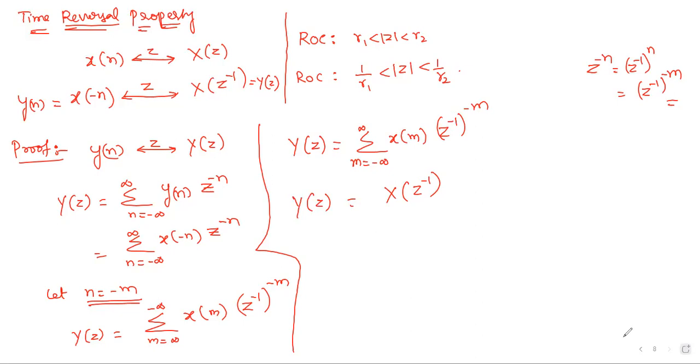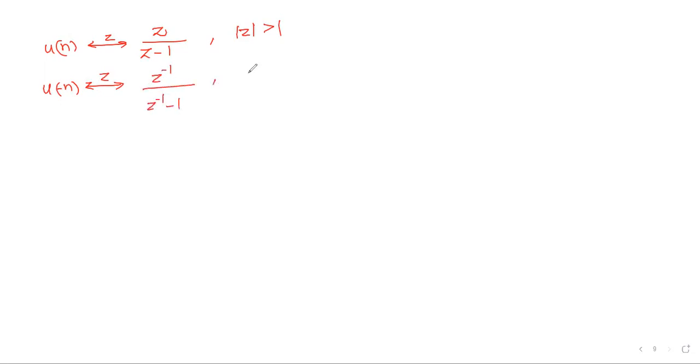Now we will see a few numericals based on this time reversal property. Now let me consider u of n. What is the z transform? The z transform is z by z minus 1, where the ROC is mod z greater than 1. Now we need to be careful. In the place of n, we will apply this time reversal property. U of minus n: the z transform will become z power minus 1 divided by z power minus 1 minus 1, with ROC mod z power minus 1 greater than 1.